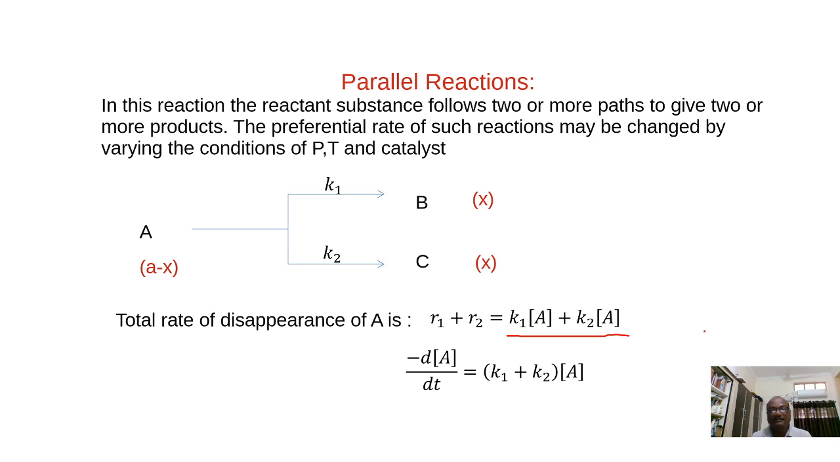So the overall rate will be equal to minus d[A]/dt, which is equal to (K1 + K2) times the concentration of A. That is the overall rate of the reaction.